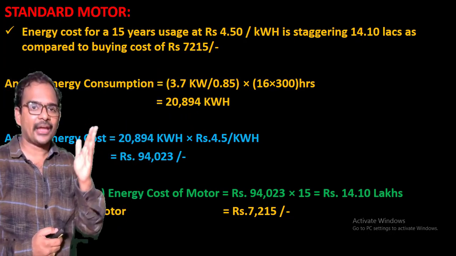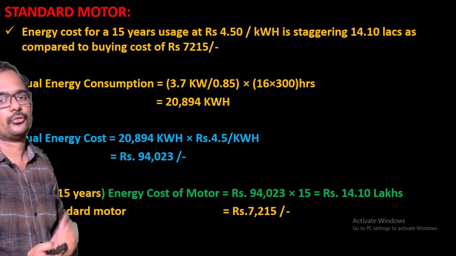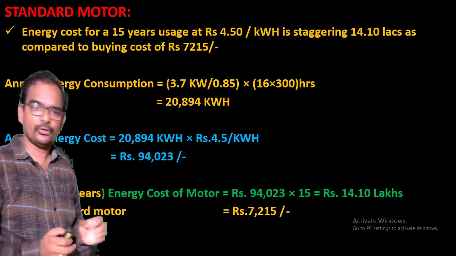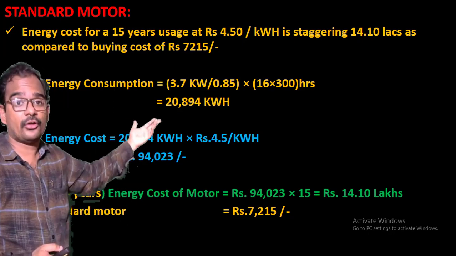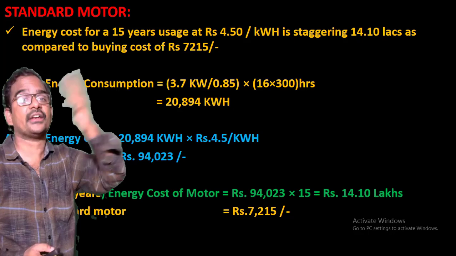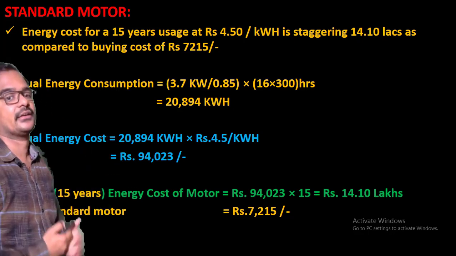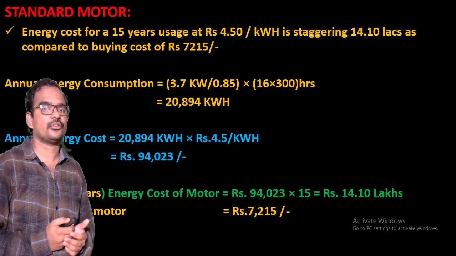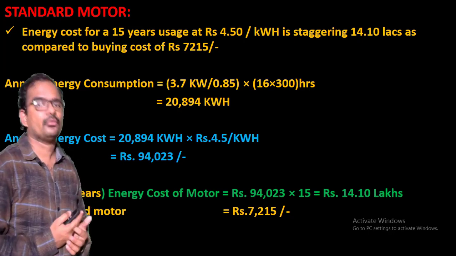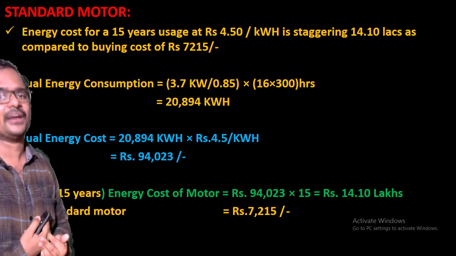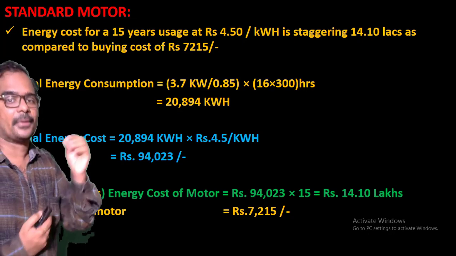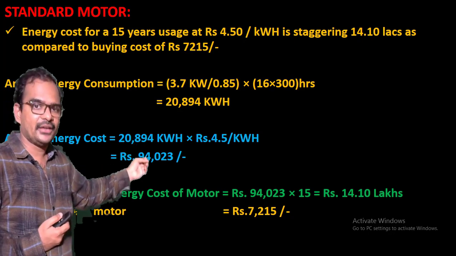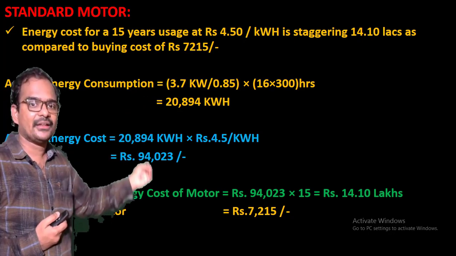Total cost is equal to capital cost plus operating cost. So the actual fixed cost or investment is 7,215 only, but the energy cost or operating cost in this 15 years duration is 14 lakhs. How is that? Let's calculate it. So, the annual energy consumption. What is the annual energy consumption? In order to calculate that, we need the power input of the motor multiplied by the number of operating hours. What is the power input of a motor? The power input of a motor is given by the power output divided by the efficiency.